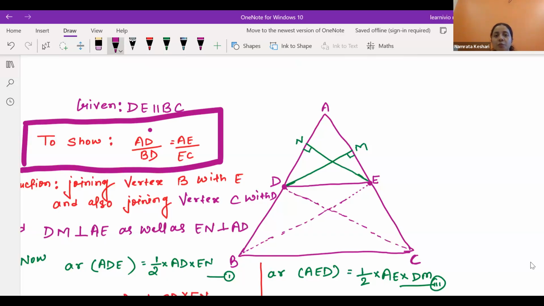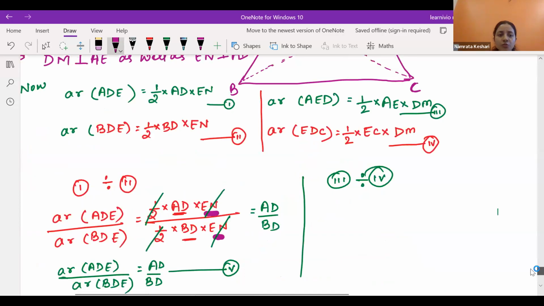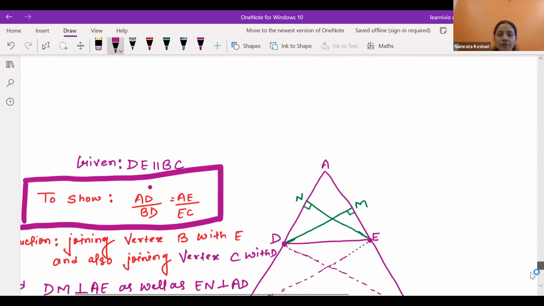After looking at this proof part, are you getting why we are dividing them? We are trying to create the ratio. Which ratio? Equation 1 and equation 2 you have divided. Can you see you got AD by BD? Can you see that?